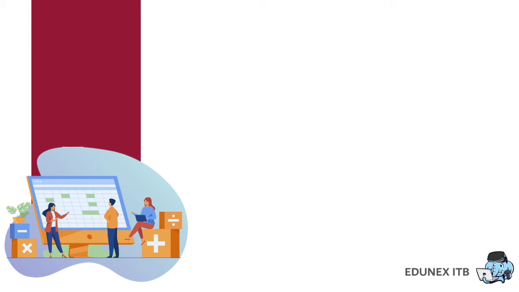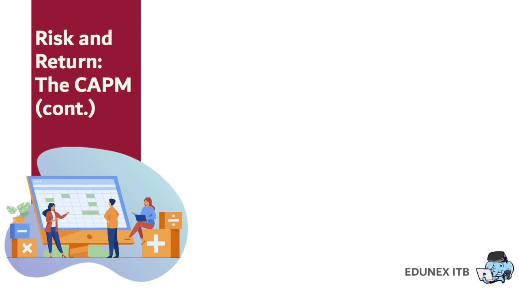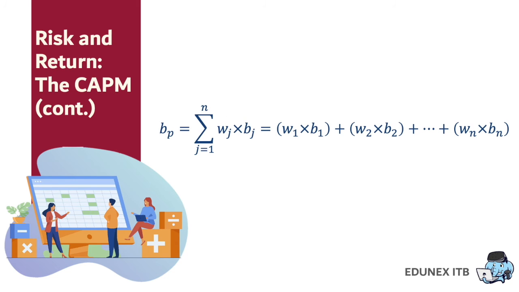Calculating beta for a portfolio is similar to calculating its return. We must multiply each asset's beta by its weight, based on its proportion in the portfolio.